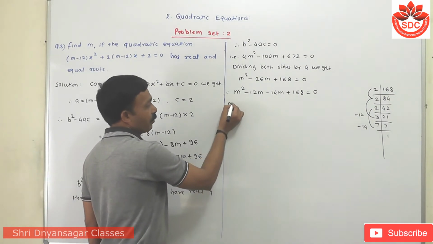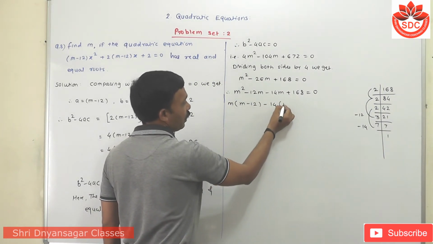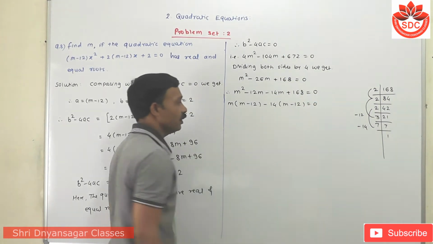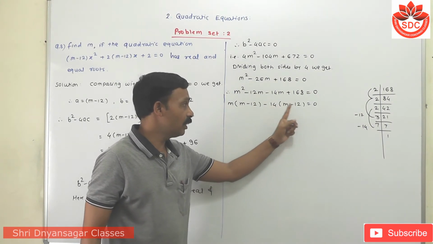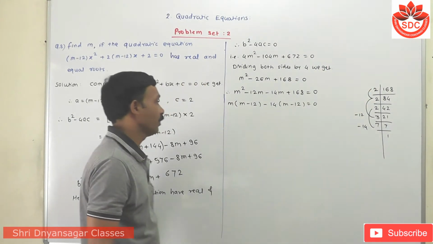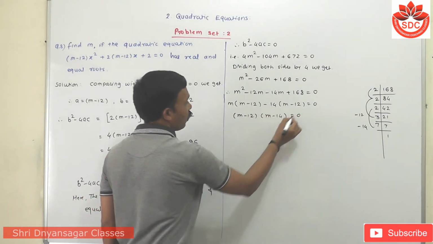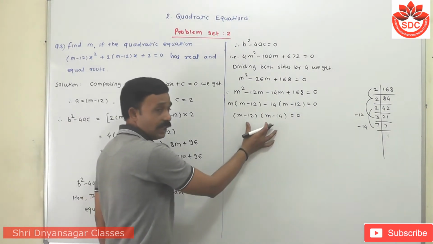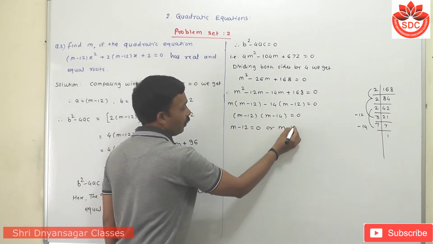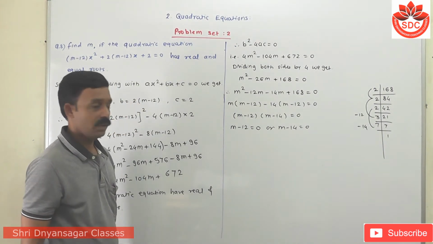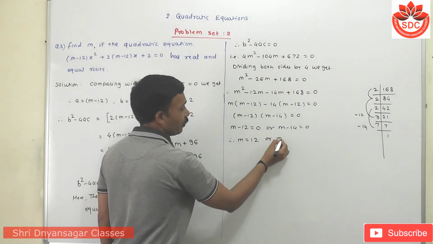Then take common m in bracket: m minus 12, minus here is 14. We take common m minus 12 is equal to 0. When we multiply this minus 14 to this whole bracket, we get minus 14m minus minus plus 14 into 12, the product is 168. Then take the common bracket first and the remaining values in another bracket is equal to how much? 0. We know the property that if the product of two terms is 0, then at least one of them must be 0. Therefore, m transposed to this side becomes m is equal to 12 or m is equal to how much? 14.